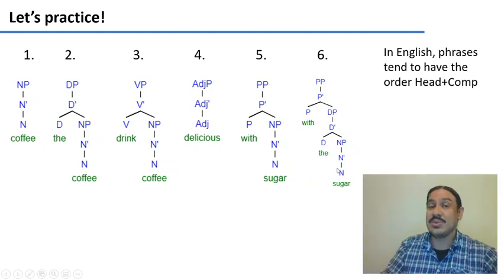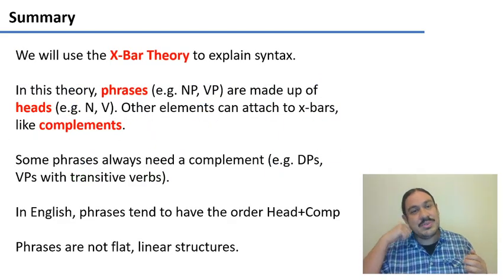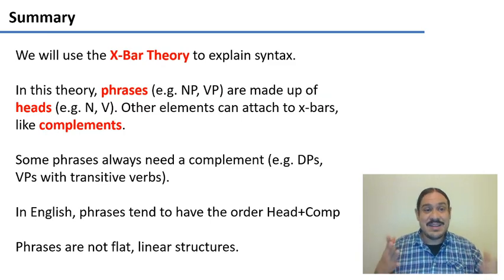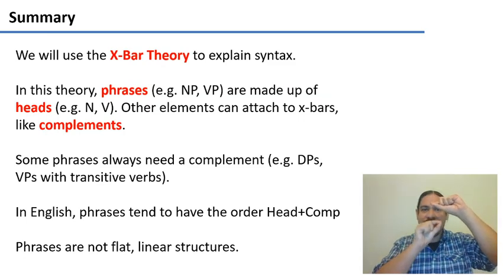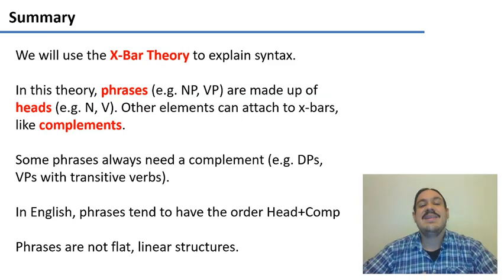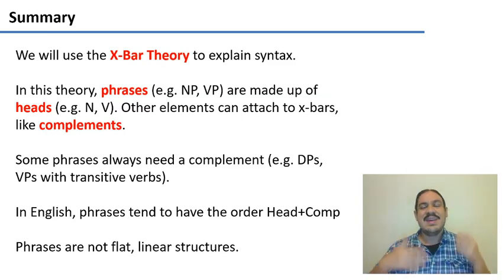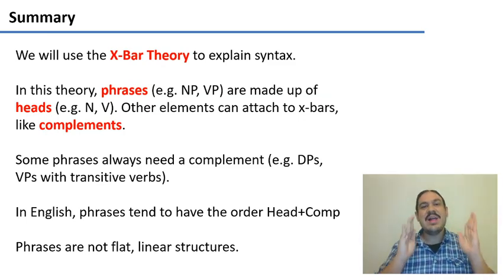You're going to find this order in English very commonly. In summary, we will use the X-bar theory to explain the syntax of sentences. And as you can see, in this theory, phrases are made up of heads and of X-bar levels where we can attach additional information like complements. In English, the order tends to be head, complement. And you can see that phrases are not just flat linear structures, but that they have internal hierarchies in them.